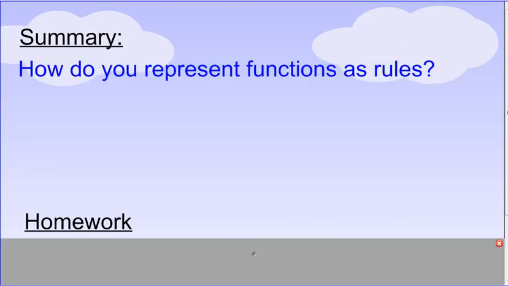Last thing here, how do you represent functions as rules? See if you can write down an answer, a sentence or two, a summary. Just get your thoughts down about this entire lesson. So how do you represent functions as rules? Go ahead, pause the video, do it now. When you're ready to continue, hit play.